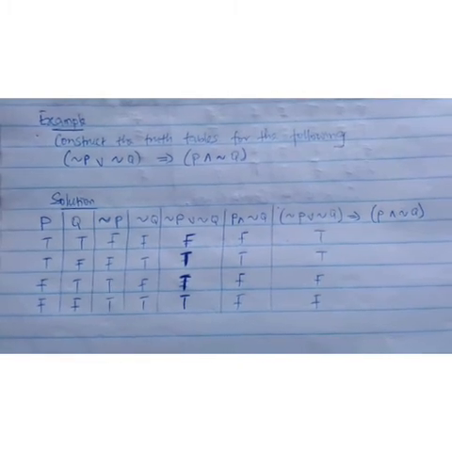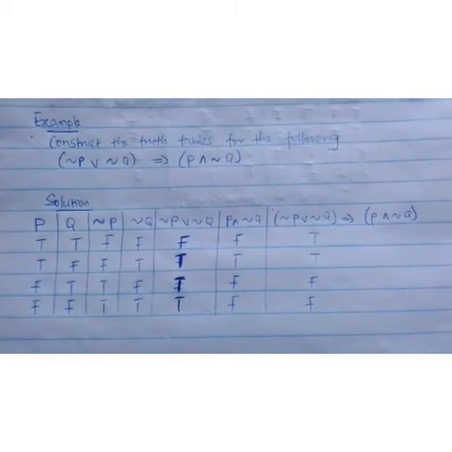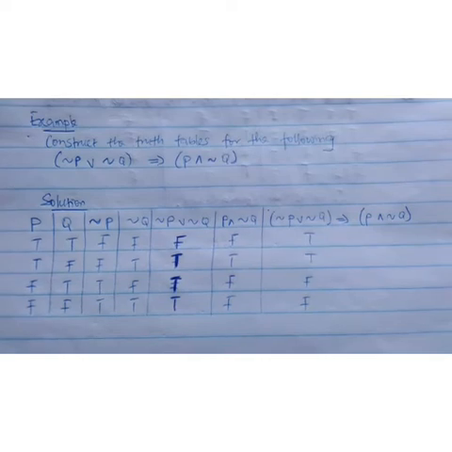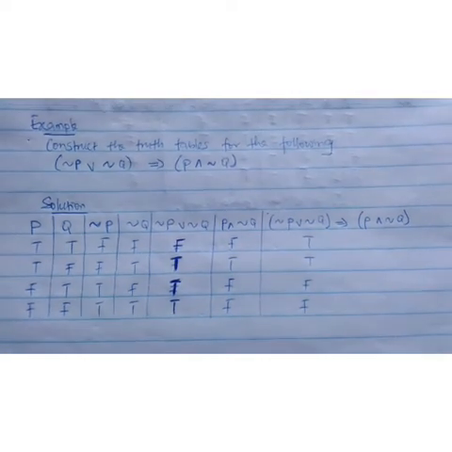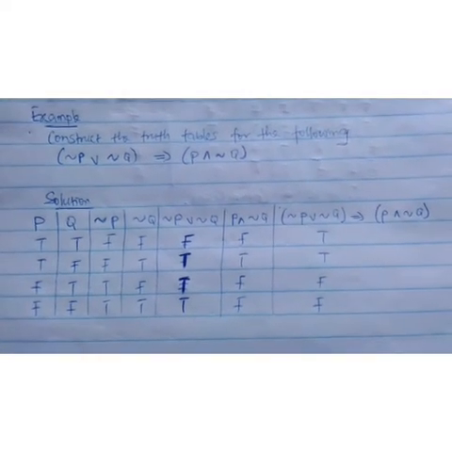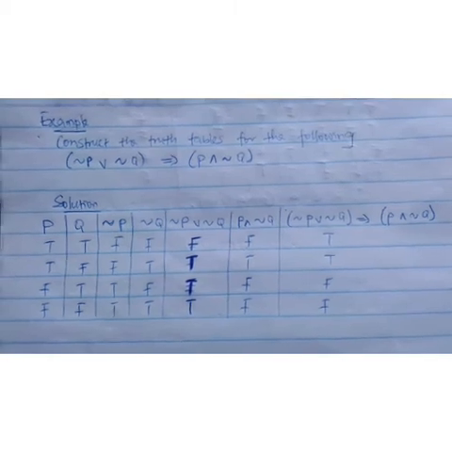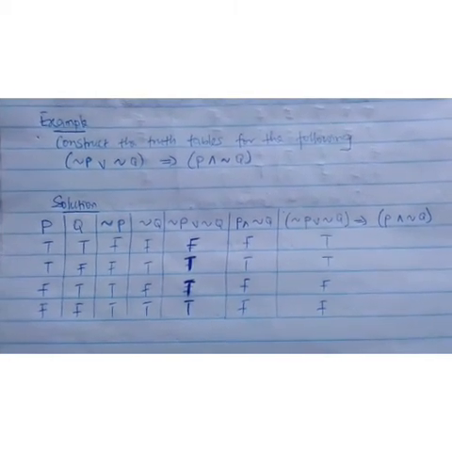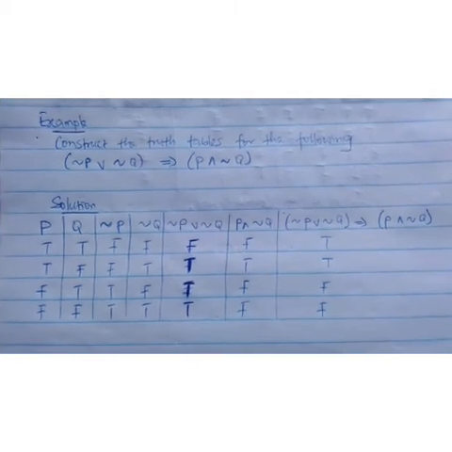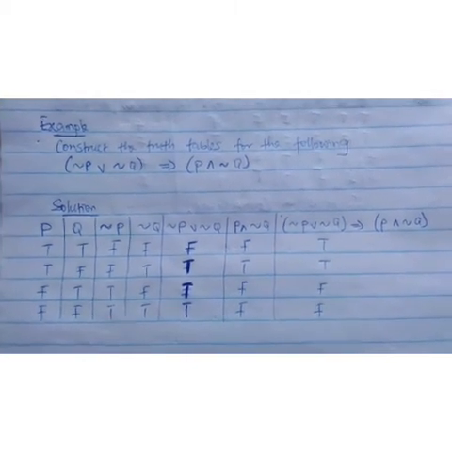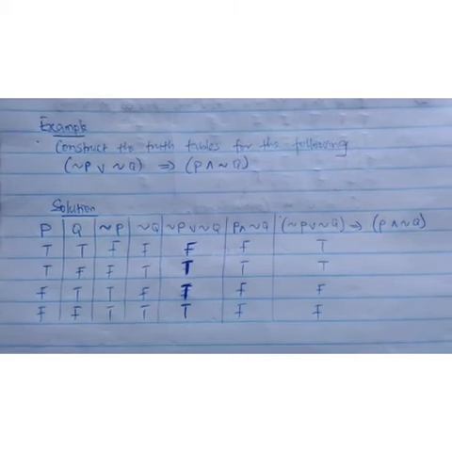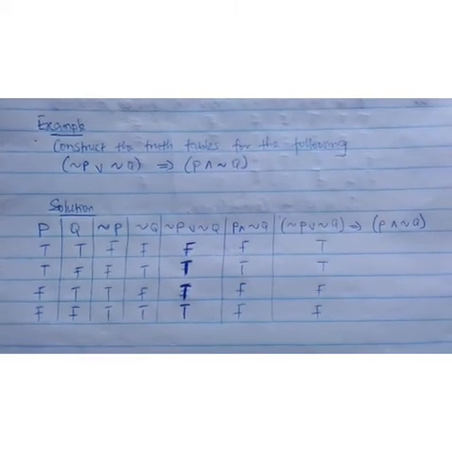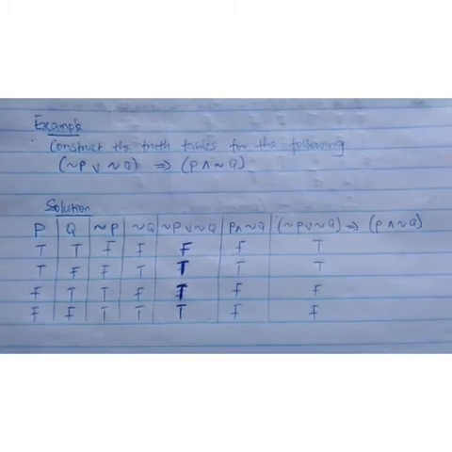Okay, so now the first thing you have to do is to put down the constants. That's the P and Q constants. So for P, which you have as TTFF, and for Q, which you have as TFTF, we first find not P and not Q. Why? Because they are in the question. So we have to find them individually before you join them together. So not P will be FFTT and not Q will be FTFT. That's false, true, false, true.